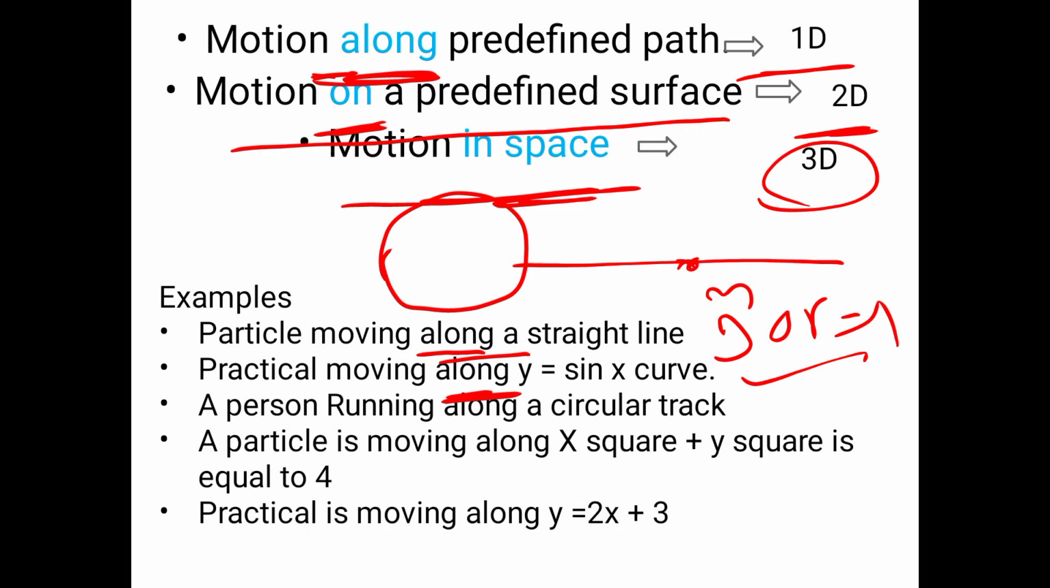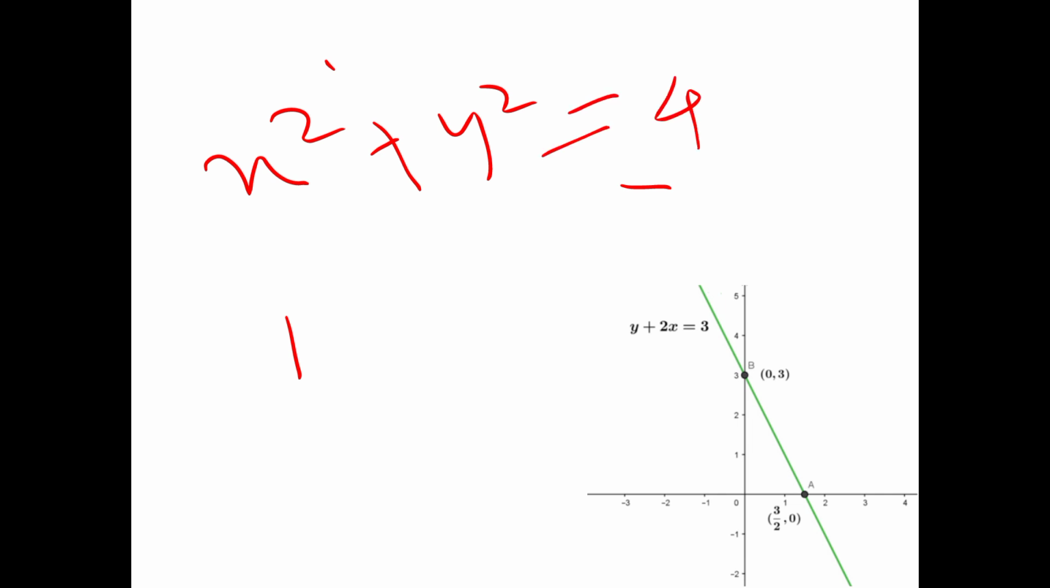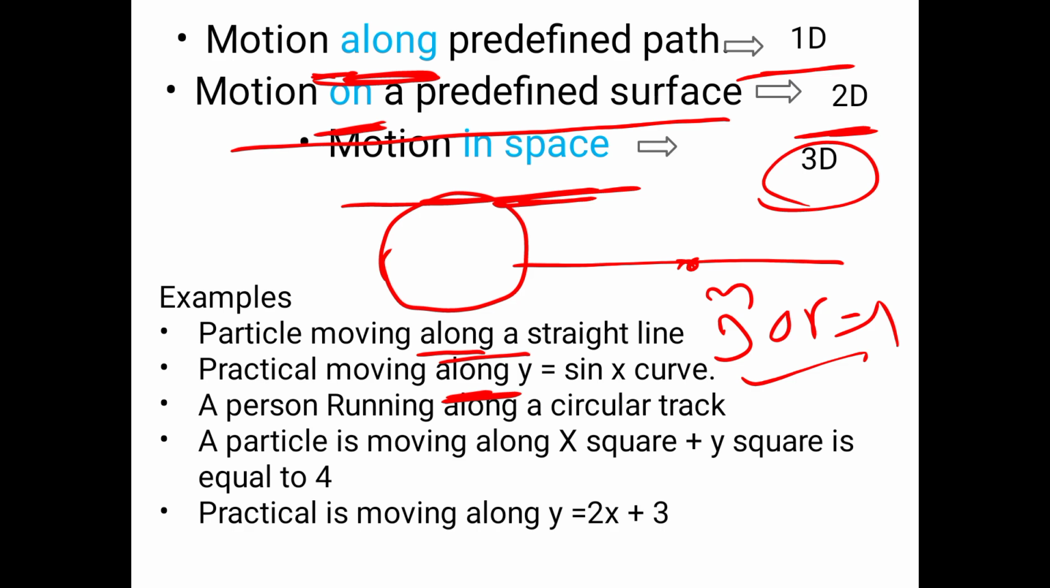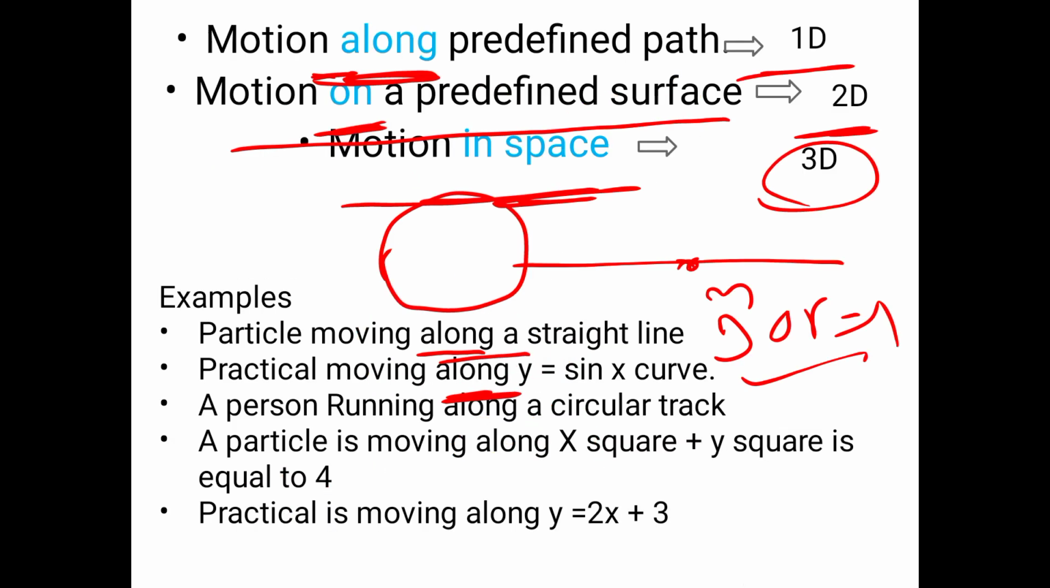A particle moving along x squared plus y squared equals 4. It is the equation of a circle whose radius is 2. Hence the particle is moving along the curve, so the degree of freedom is 1.